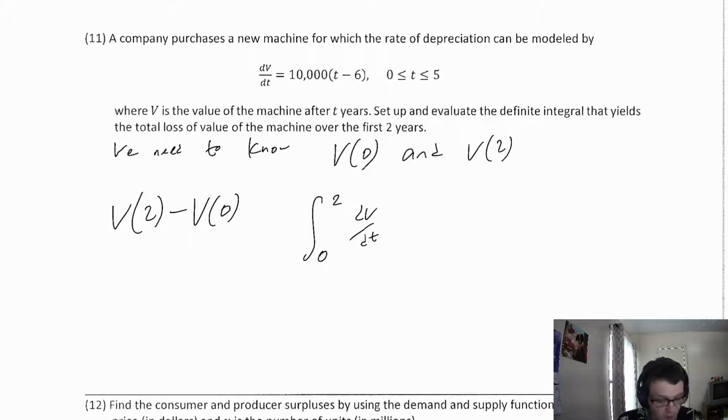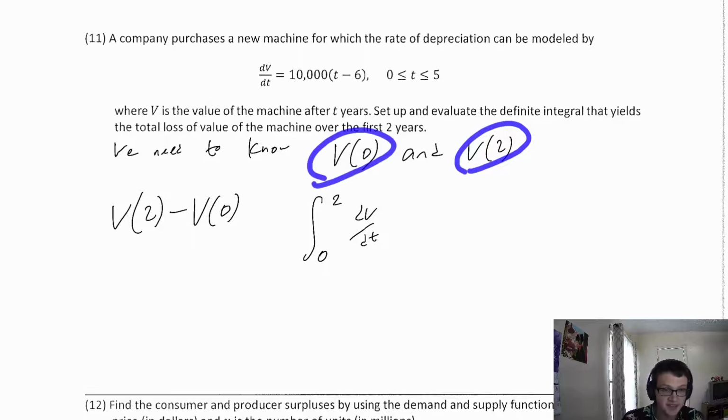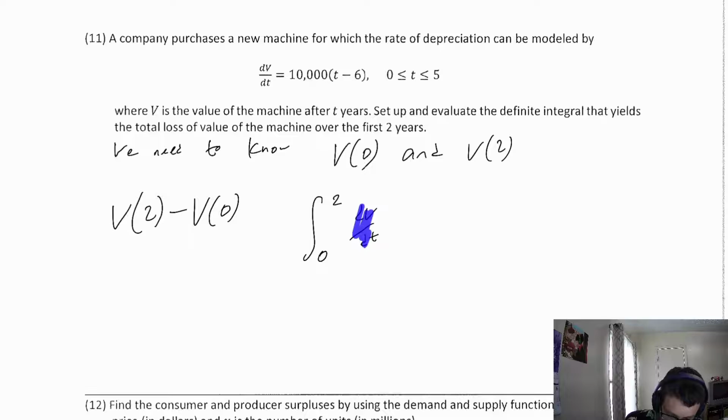Right? And the reason why is because if we take the antiderivative of this, remember this is the derivative of our value with respect to time. If we take the antiderivative, it'll tell us our value function. And once we have our value function, we can plug in 2, we can plug in 0, and we can find the difference between the two. So ultimately our goal is to find the integral from 0 to 2 of 10,000 t minus 60,000. Right, I've just distributed the 10,000 in there, and this is with respect to t.